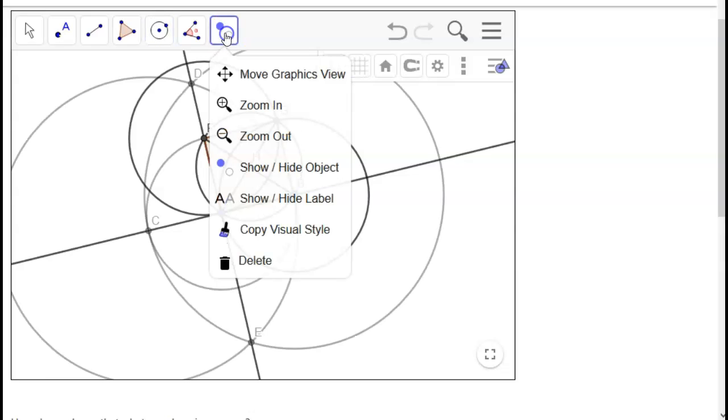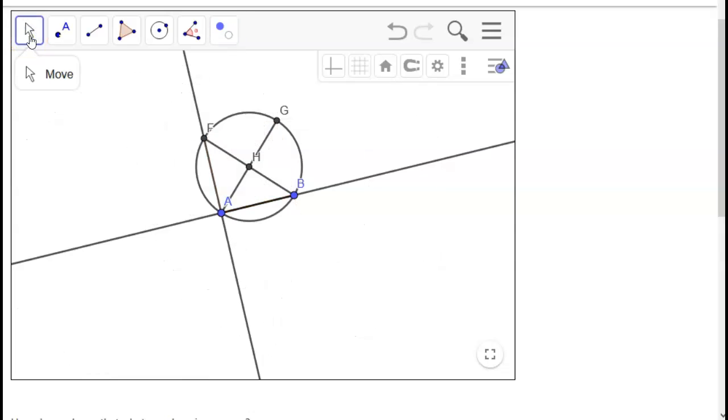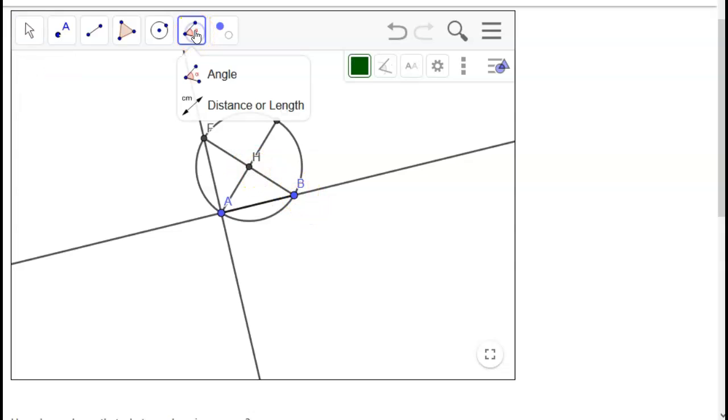So if I were to take this show hide tool, right, and let's hide this polygon here. And then let's hide these two circles right here. Okay, so now what you can see is that I have these two, and actually what they are is these are the diameters of the circle. And if we were to measure those angles, you can see that those are going to be 90-degree angles.